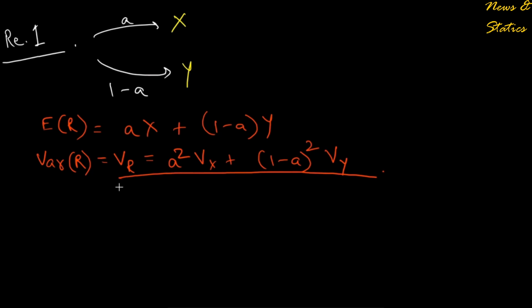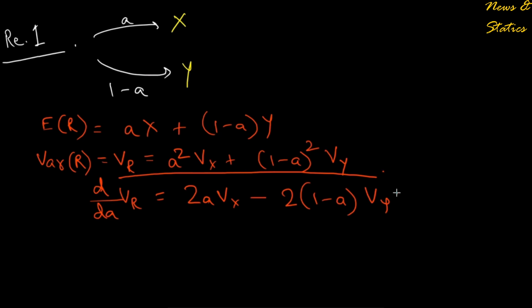So now I have this very important equation. I differentiate this equation with respect to a, and I get on the right hand side 2a Vx minus 2(1 minus a) Vy equal to 0. Now if I do the second derivative, I'll find it to be positive, and therefore it's a minima. And this minimum will occur when this thing becomes equal to 0, that is, when a is equal to Vy upon Vx plus Vy.